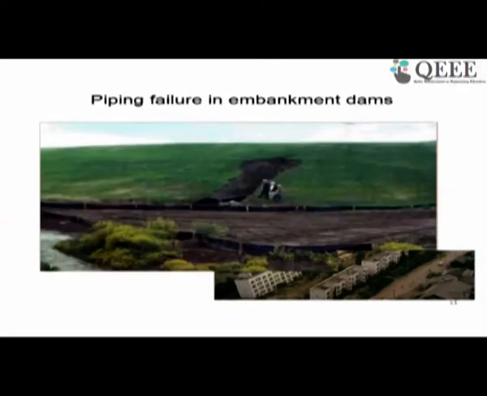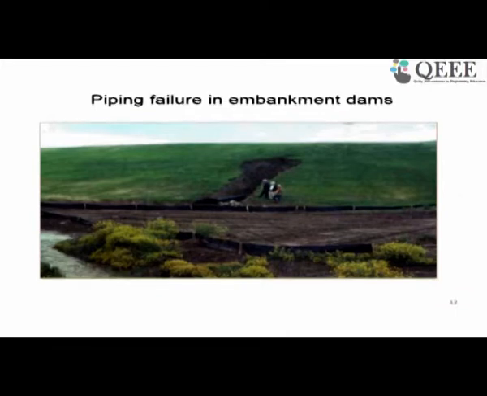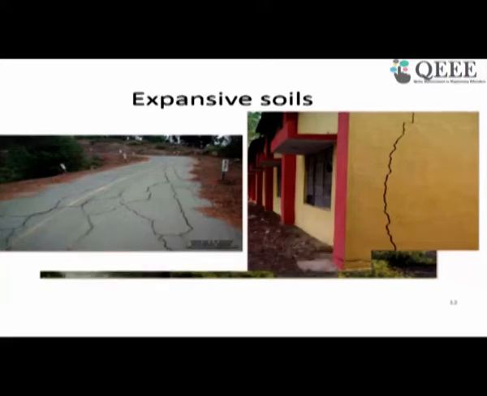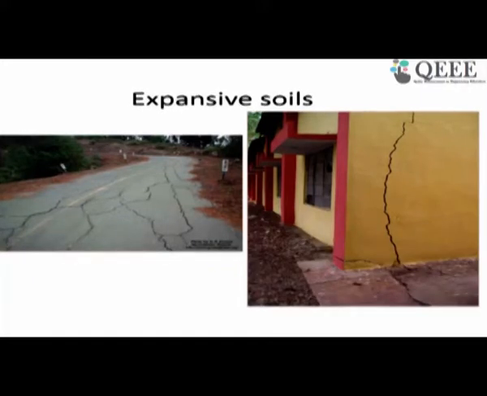Similarly, in various cases of embankment dams, piping failure may happen if it is designed inadequately or the investigation is done inadequately. Now, many of you might have heard about expansive soil. In some parts of Telangana, Andhra, Maharashtra, even Karnataka, we have this expansive soil, which we also call black cotton soil, because a lot of cotton grows in that soil.